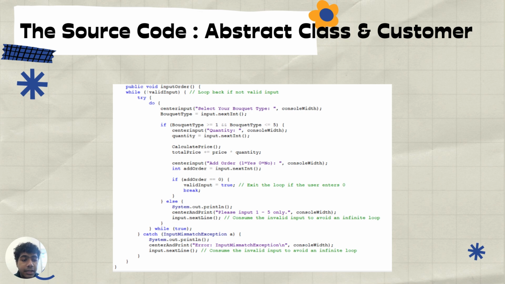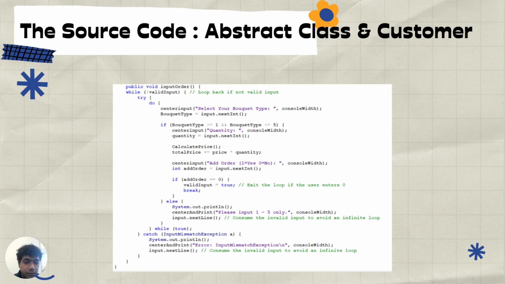So there's an if block again, an if statement. So if add order equals 0, then valid input equals true. That means it'll exit the loop, exit the while loop, which is on the most outer. And if the user puts 1, then it'll keep it at false, that means it'll go inside the loop again.